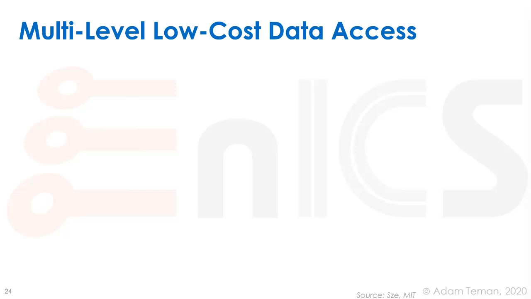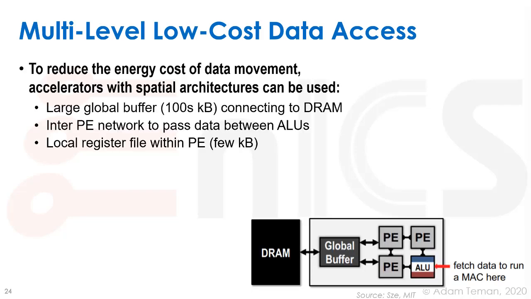So let's see how multi-level low-cost data access works. We're going to have a large global buffer that's going to get its data from the DRAM. It's going to be hundreds of kilobytes. Then we're going to have this processing element network that's going to pass things between the ALUs, and the ALUs are each going to have a few kilobytes of memory locally.